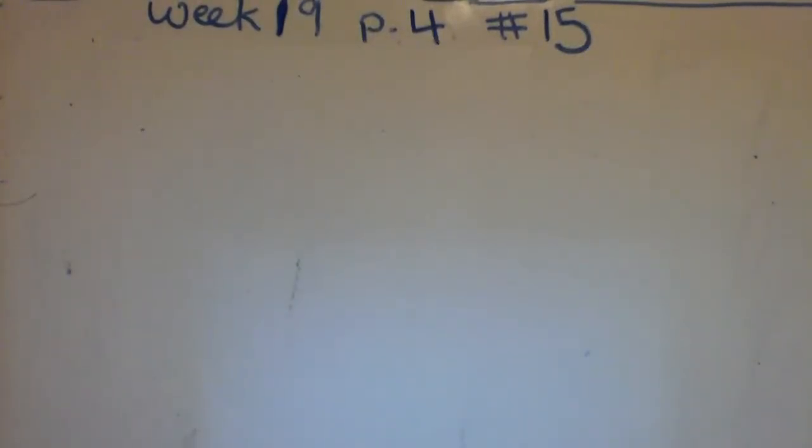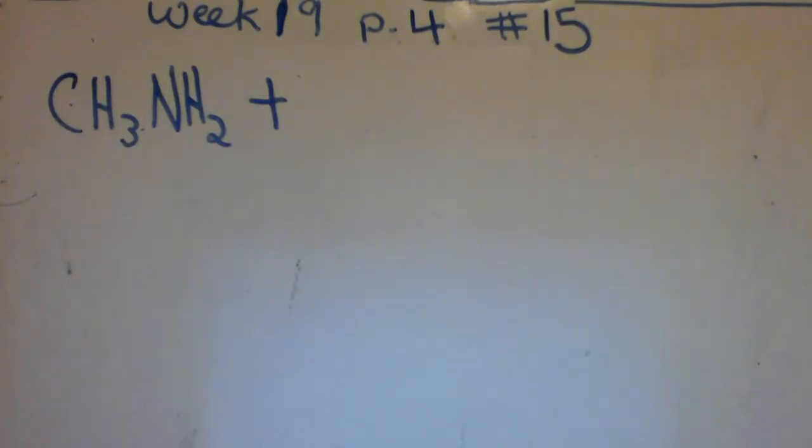This is week 19, page 4, number 15. Write the chemical equation for the reaction of methylamine and nitric acid in water. Is the product solution slightly acidic, slightly basic, or neutral? Explain. So in order to write this equation, we are going to start with the methylamine.